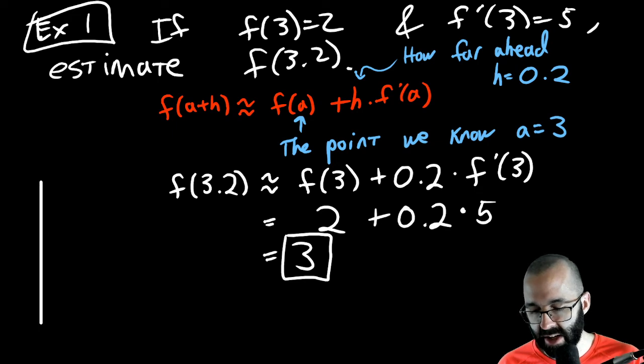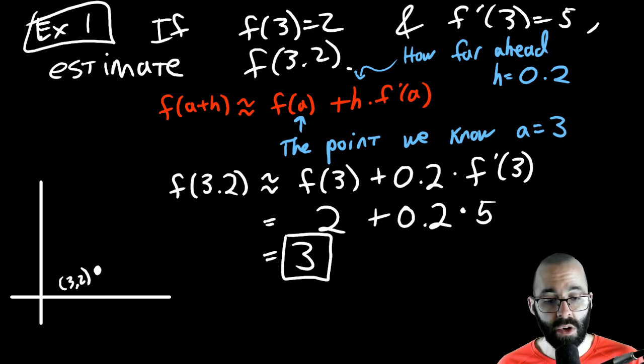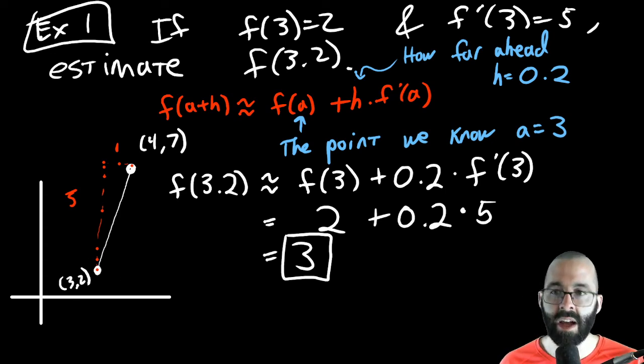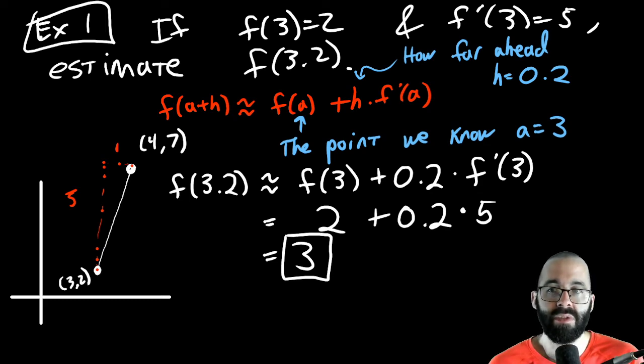Graphically, to connect this to that thing I was commenting on earlier, we know we're at the point (3, 2). And we know the slope is 5. So the slope is pretty steep. Specifically, the slope is rise over run. Slope is 5 over 1. So something else on the tangent line would be the point (4, 7). If we move up 5 units to 7 and move right 1 unit to 4, that would be a slope of 5.